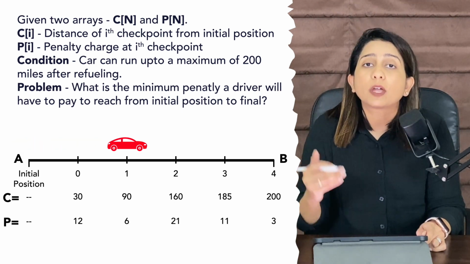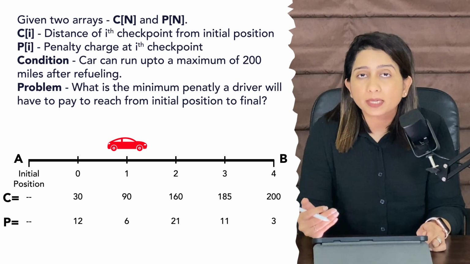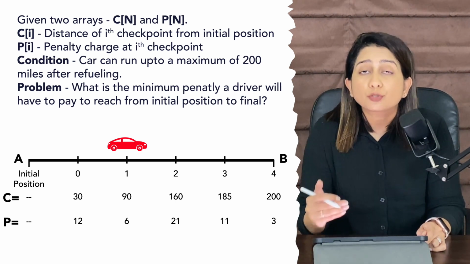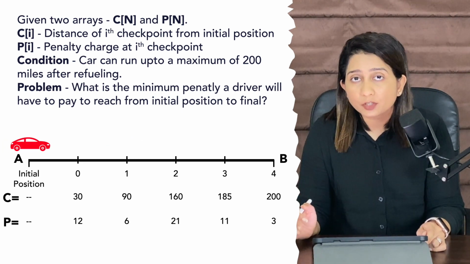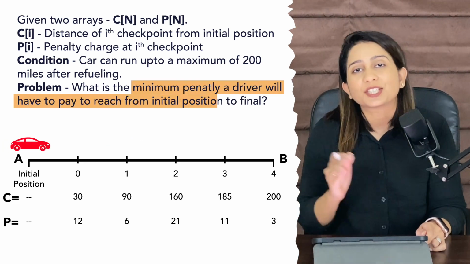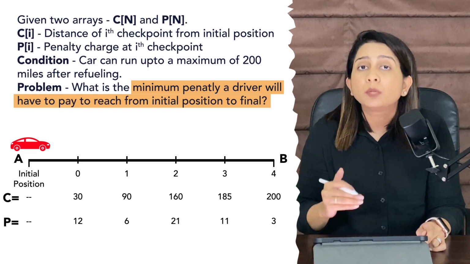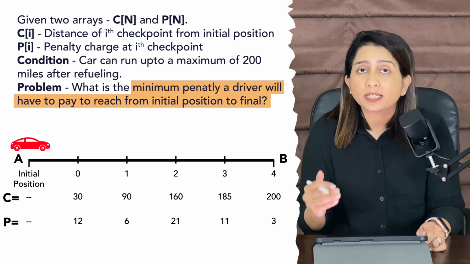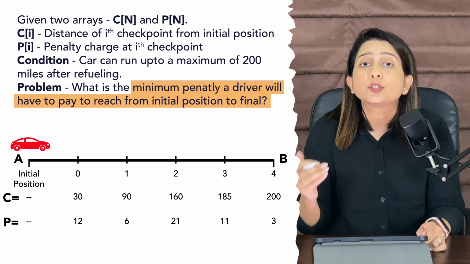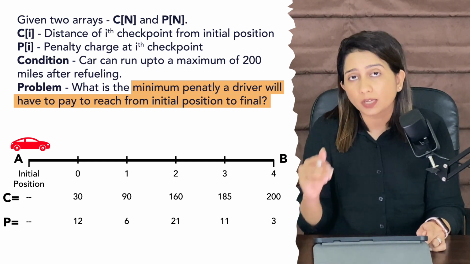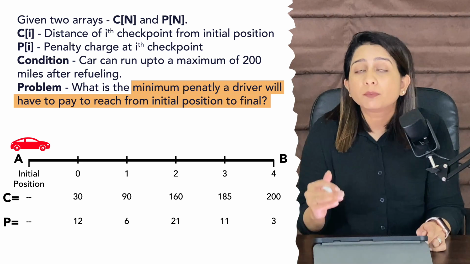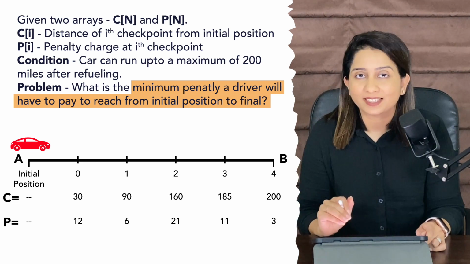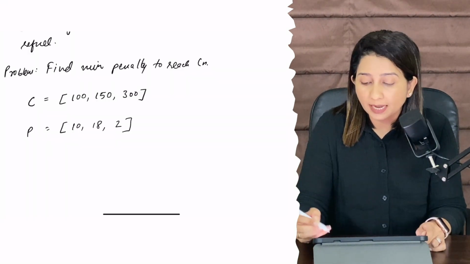So basically, you have to pay a fee or a penalty at any point when you stop at any checkpoint. The objective at the end is to reach from the initial destination to the final destination with minimum penalty. You have to optimize the number of checkpoints that you stop at, with their associated penalty, in such a way that the penalty you pay is the minimum possible in order to reach your final destination. Let's take a concrete example and see.